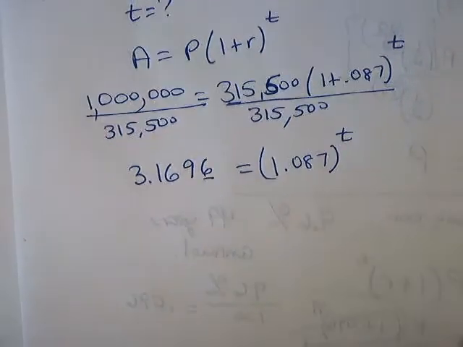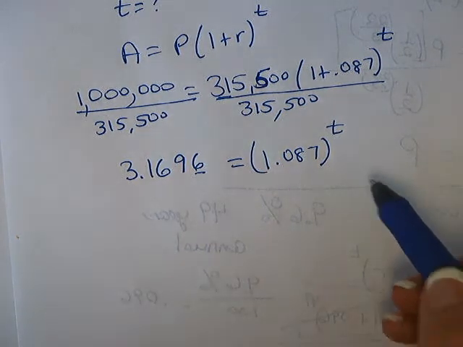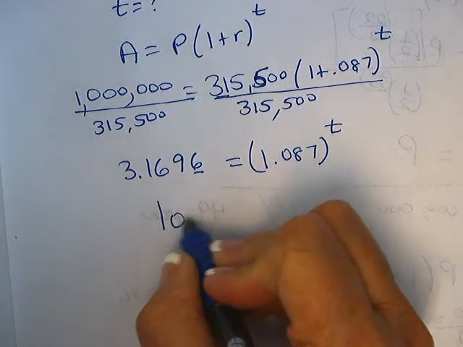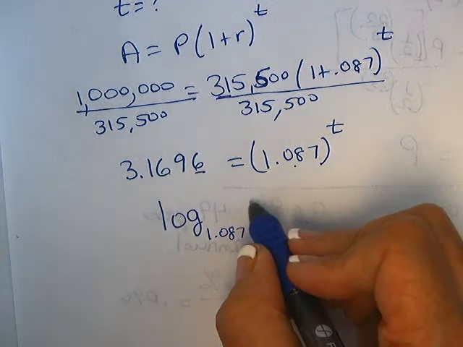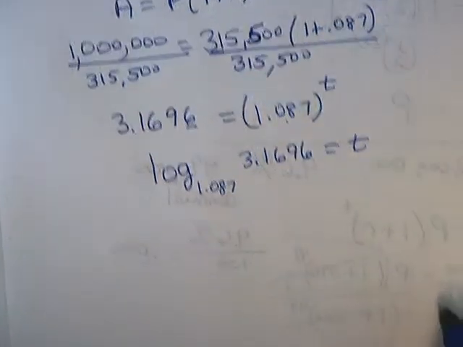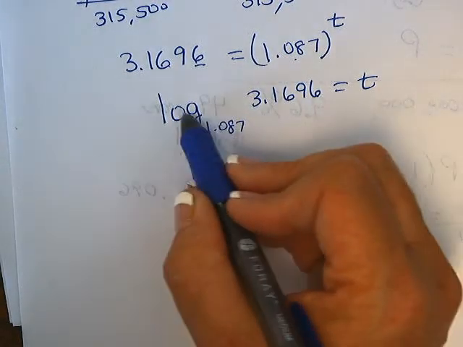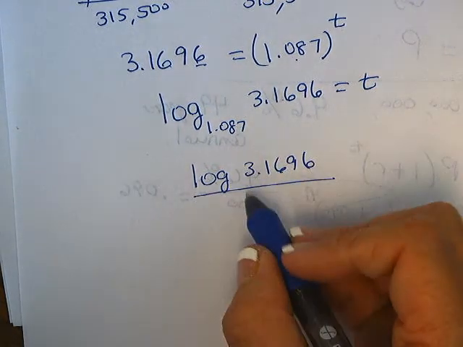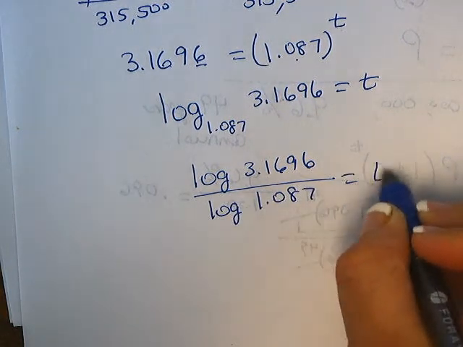Now we've got an exponential equation with our variable in the exponent. So I need to rewrite this as a log. Remember how to do this. Log base 1.087 of 3.1696 equals T. Using our change of base formula, we will find this value by saying log of 3.1696 divided by log of 1.087 is equal to T.